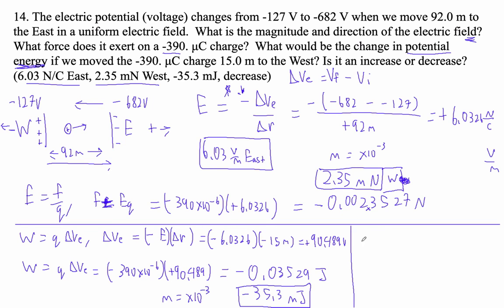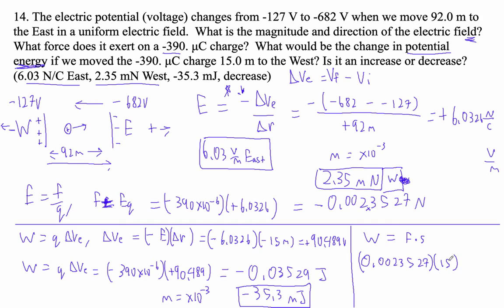Now I said there was another exciting way to do this. The change in potential energy will be the work. Work is force dot distance, right? This force is going to be in the opposite direction. We're moving it to the west, but since the charge wants to go to the west, we would exert a force to the right. So we're going to get a minus sign with the dot product. It's going to be the cos of 180. And so we just go force, which is 0.0023527, times 15.